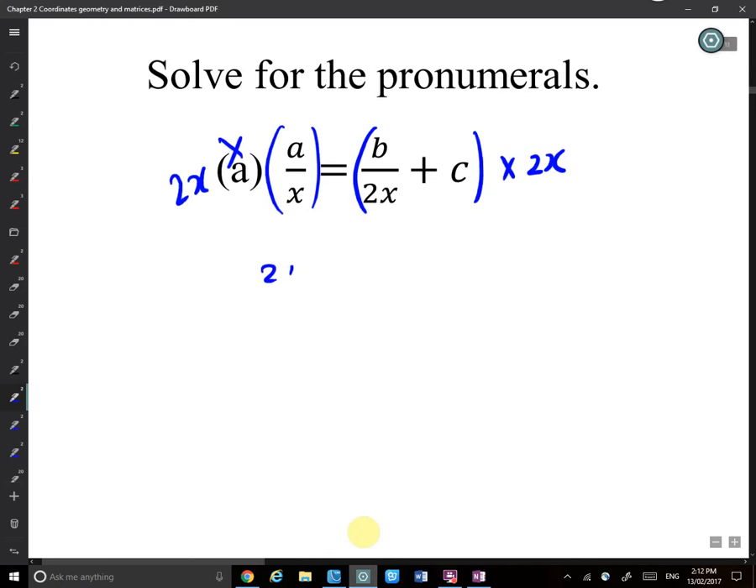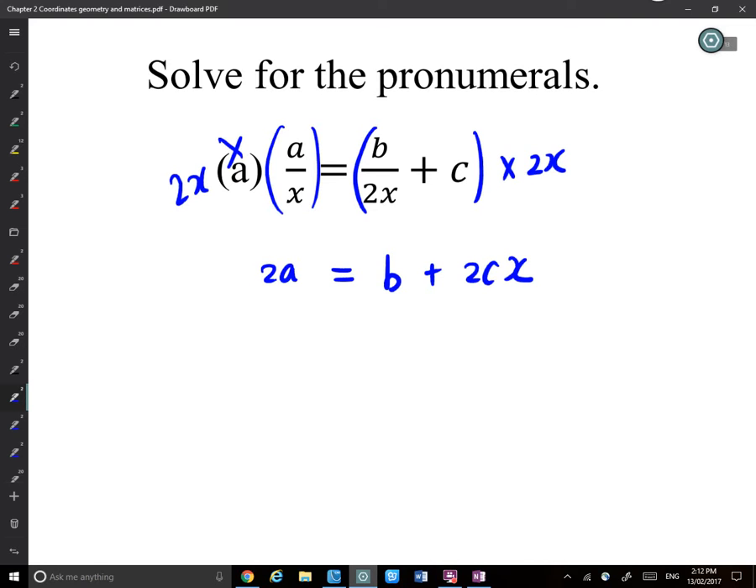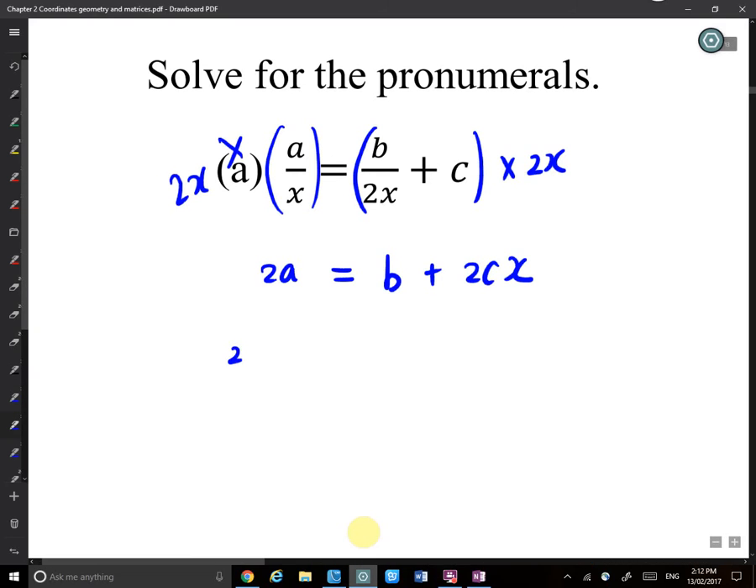So for this side we will have 2a. For this side we will have b plus 2cx. When it's a linear equation, we put the terms involving x on one side and the terms not involving x on the other side. So what we will have is 2a minus b equals 2cx.